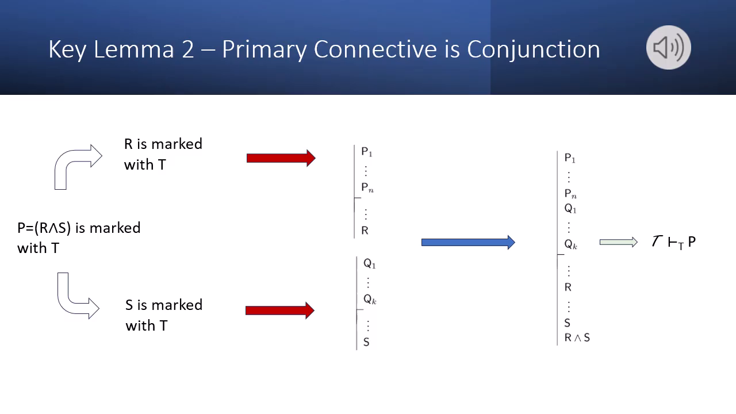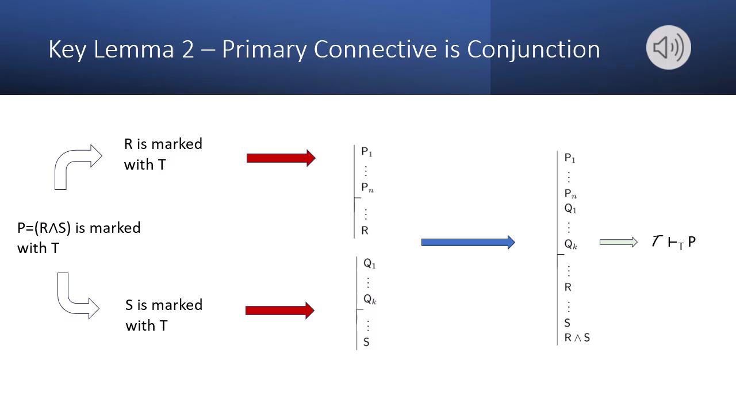Okay, so let's start here with our sentence P. And again, let's assume that it has n plus 1 connectives, and that we're in this case where the primary connective was conjunction. That means that P would be the conjunction of two sentences R and S. And furthermore, let's assume that in this row of the truth table that we constructed in our previous slide, P is marked with a T. Now, because of the truth functional definition of conjunction, what that means is that R must also be marked with a T in that particular row, and so must S.